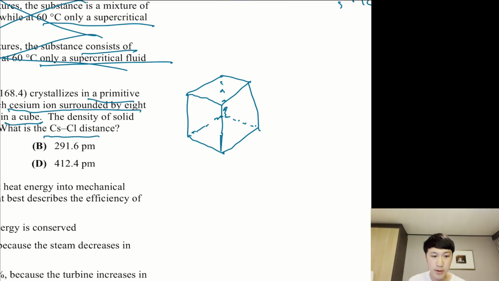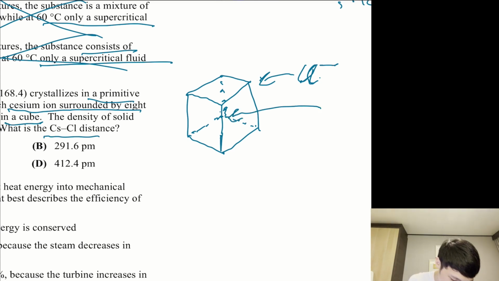So this is our cube, and we're told that the chloride ions are at each of the corners. Let's just imagine, I'm not going to draw the chloride ions because it's going to get really cluttered, but at each corner there's going to be a chloride. And then at the very center of the cube, let's draw a circle here. This is going to be a cesium plus ion.